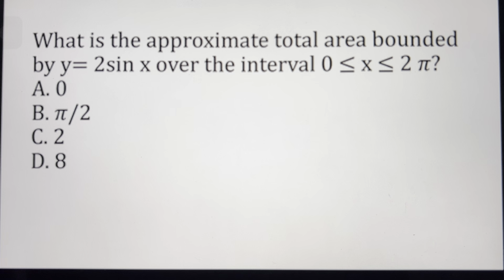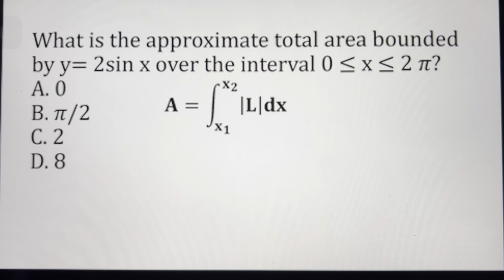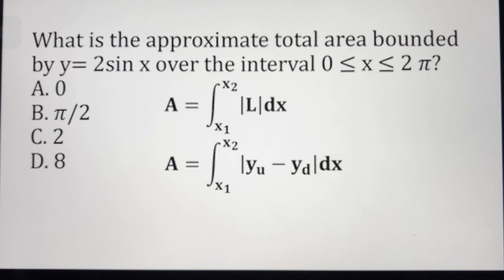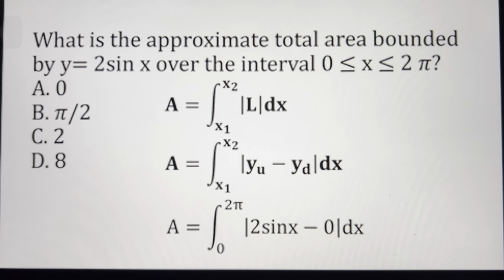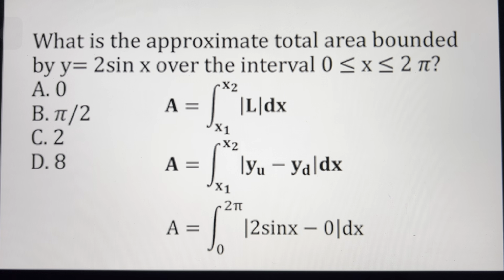What is the approximate total area bounded by y equals 2 sine x over the interval of x greater than or equal to 0, but less than or equal to 2 pi? Again, area will be the integral of the absolute value of y up minus y down. Y up, let's say, is 2 sine of x, and y down is our x-axis, or y equals 0. Limit is from 0 to 2 pi. Since there is a trigonometric function, we need to be in radian mode. Answer will be 8 square units.